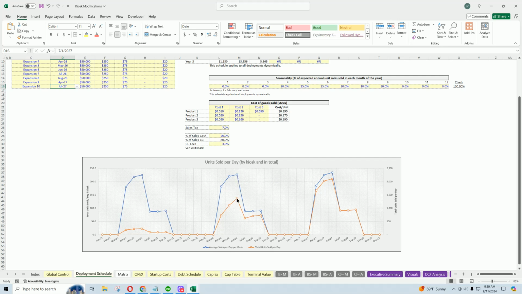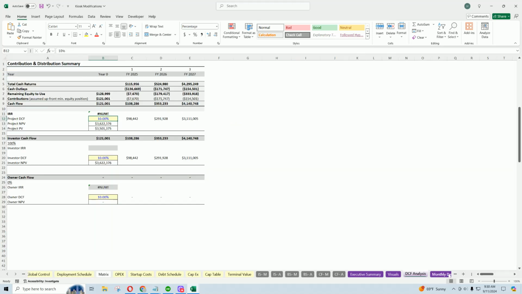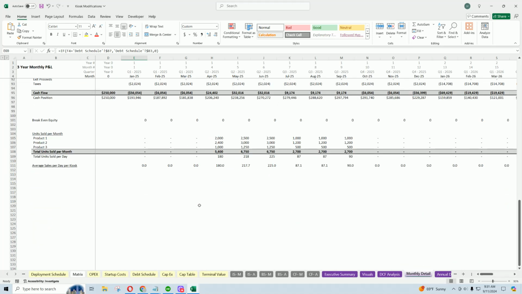Yeah, so average sales per day, total units sold per day. So this is per kiosk per day. Now, again, we do have seasonality, but these figures, let me see the calculation. If we go to the monthly detail here, so zeros on our 0 seasonality days, then here we're just taking the total units sold per day, which is total units sold in the month divided by the days in the month.